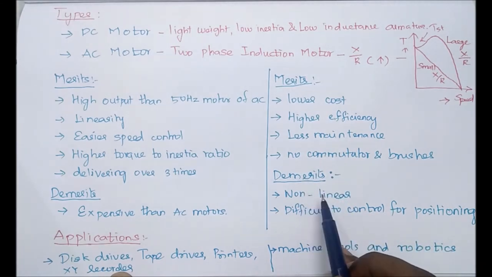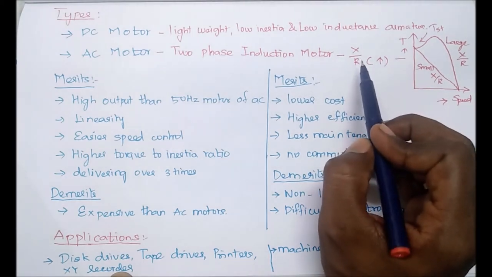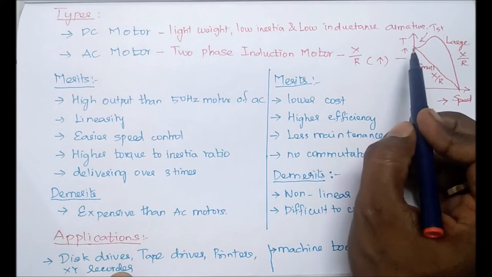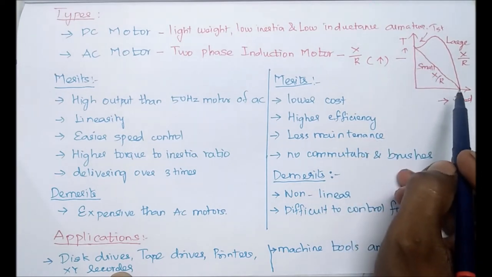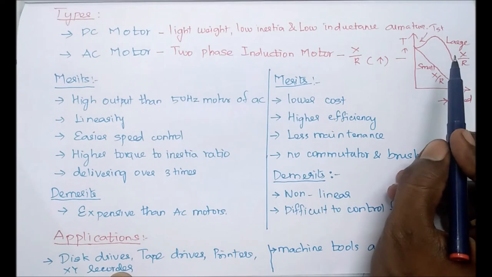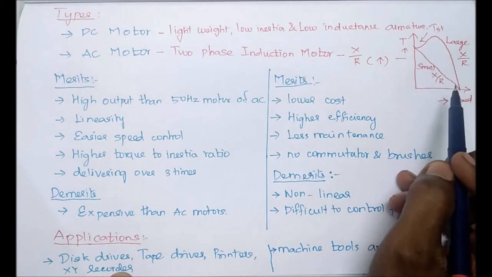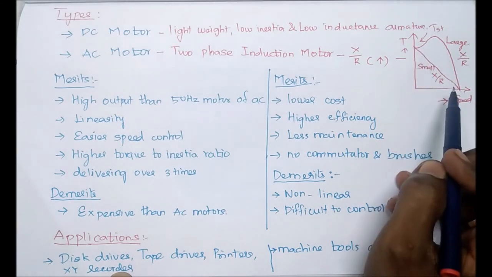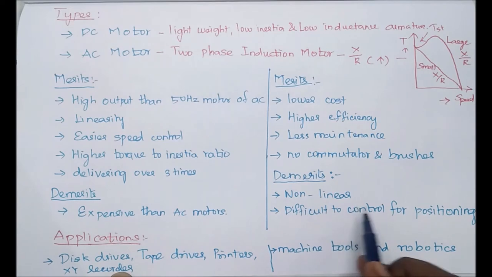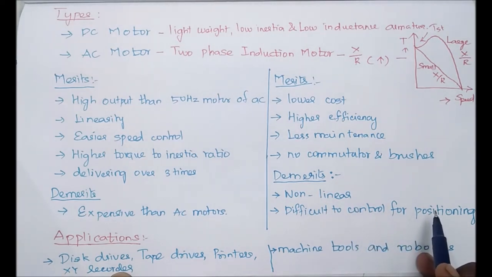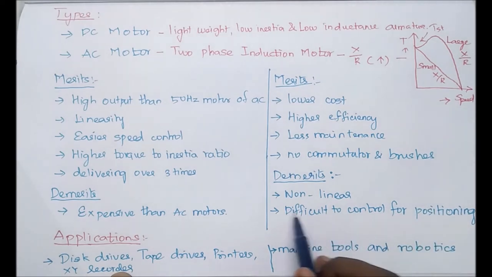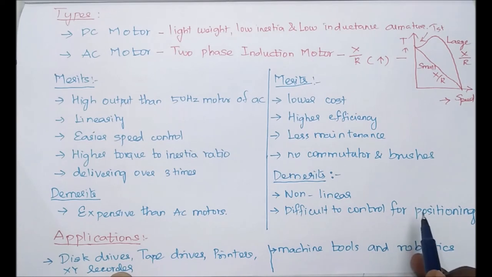Demerits of AC servo motors: non-linear characteristics. Even though we use high resistance, it may have some inductance, due to which we cannot get exact linear characteristics, but we can convert this type of non-linearity into almost linearity. So it is difficult to control for positioning operation. The main application of a servo motor is to control the position of an object, but by using this AC servo motor, it is very difficult for positioning an automatic system.